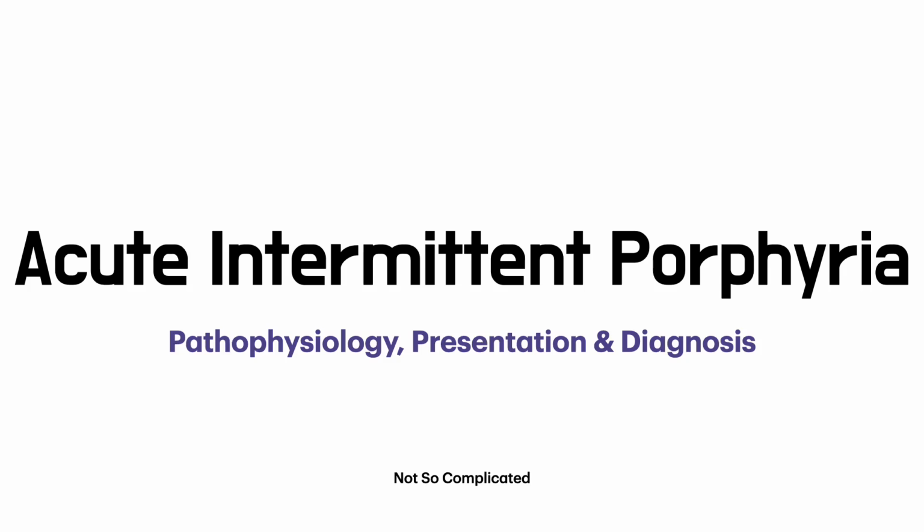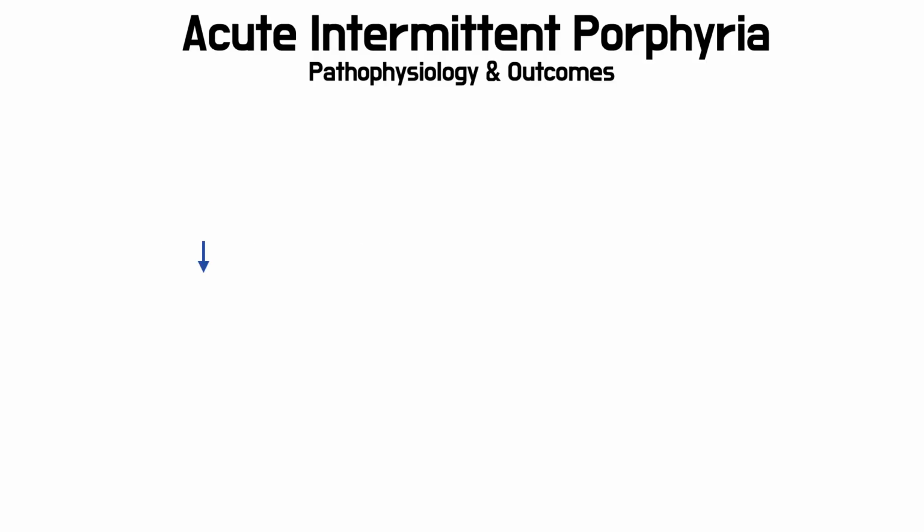Hey, welcome back to Not So Complicated, and today we'll be talking about acute intermittent porphyria, its pathophysiology, presentation, and diagnosis. So, we all know that porphyria is a collection of symptoms or diseases or manifestations, or it is a syndrome caused due to a defective enzyme in the heme synthesis pathway.